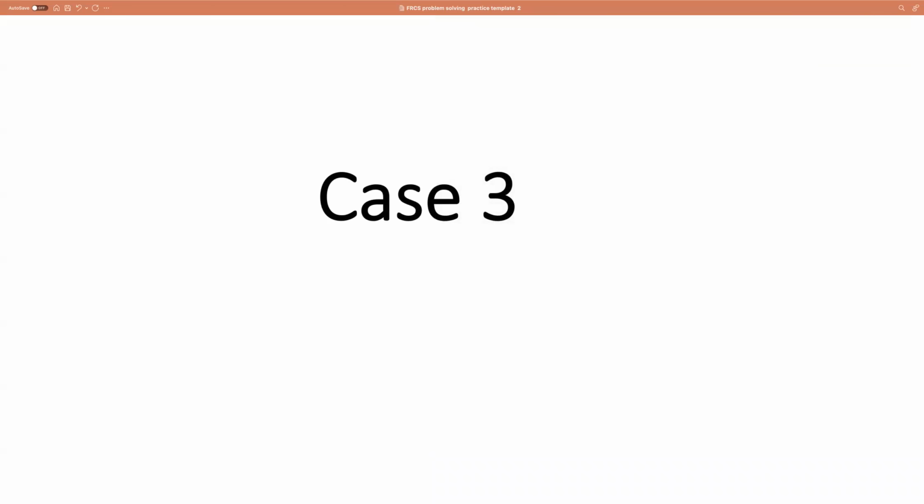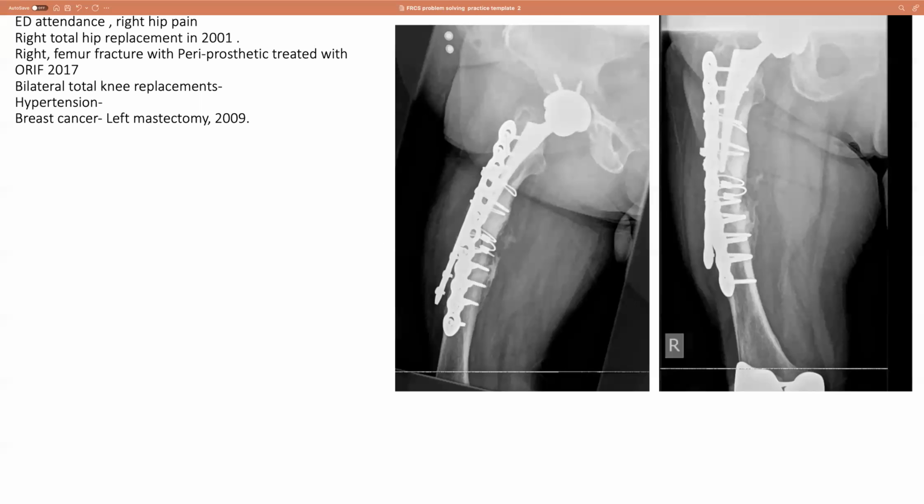Case 3. This lady attended to emergency department, complaining of right hip pain. She had a right hip replacement in 2001. She had a right femoral fracture with periprosthetic fracture treated with open reduction and internal fixation 2017. She had a bilateral knee replacement, background of hypertension on single medication. She had a breast cancer with left mastectomy 2009.